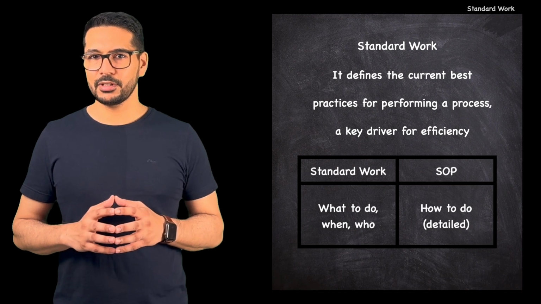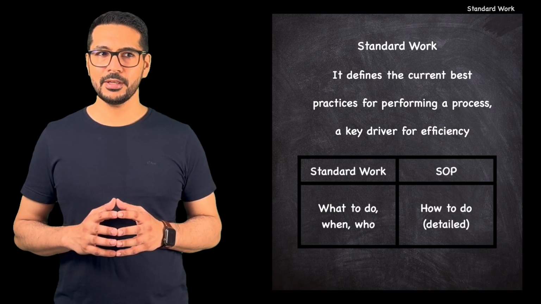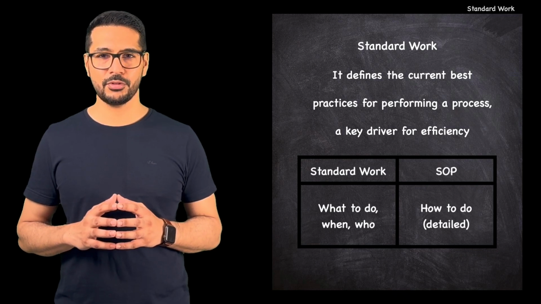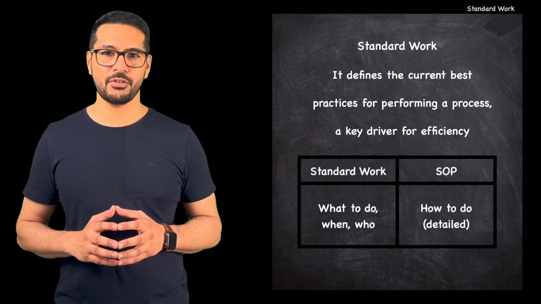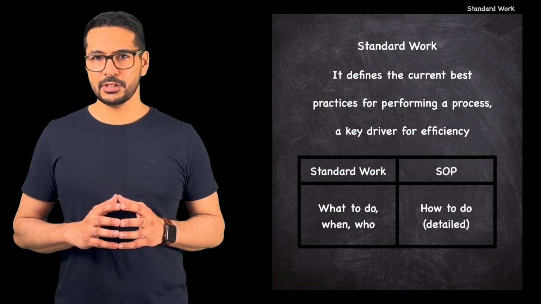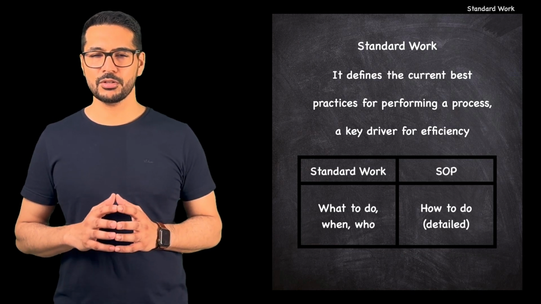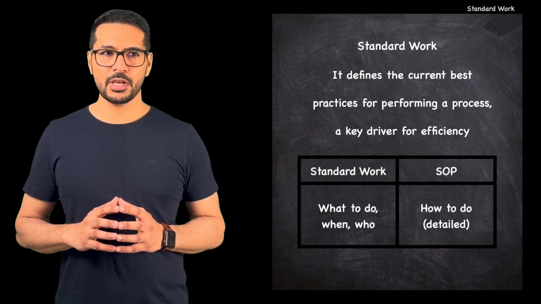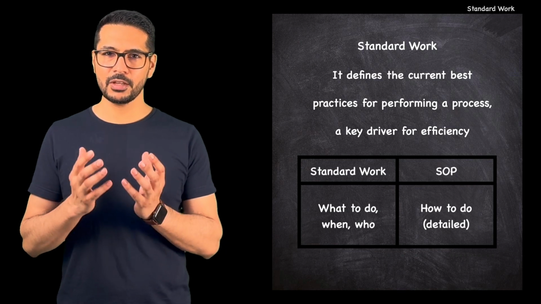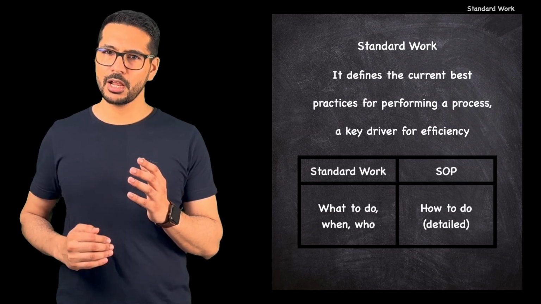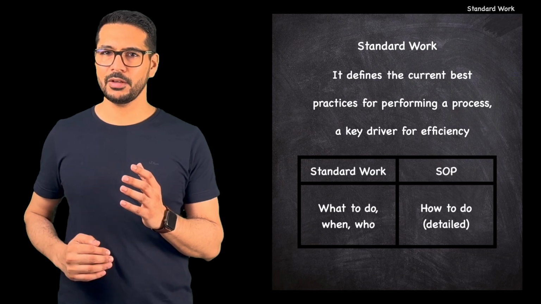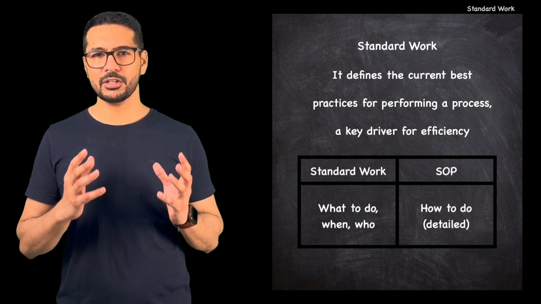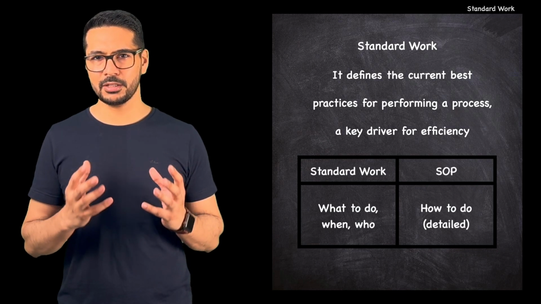What is standard work? Standard work is simply the best practices to perform a process, therefore simply a key driver for efficiency. Standard work is not SOP, it's not standard operating procedure, because in SOP we are taking one task, one activity and defining in much detail how to do all the sub activities. But on the other hand, standard work standardizes how we are doing, it documents the best practices.